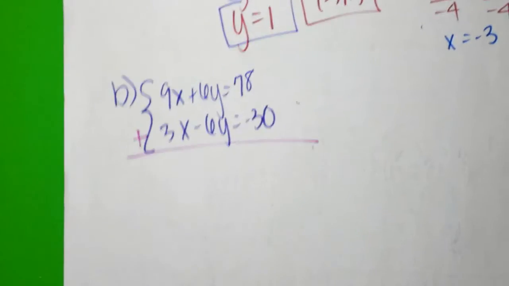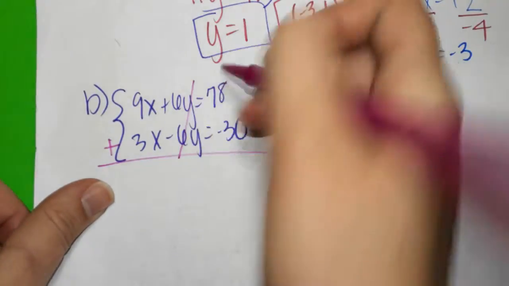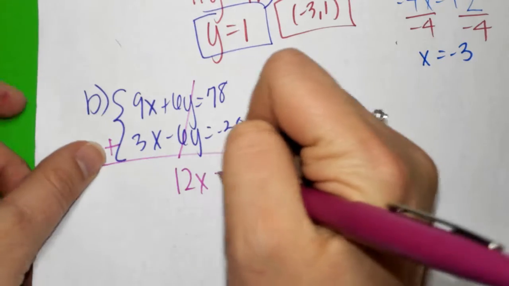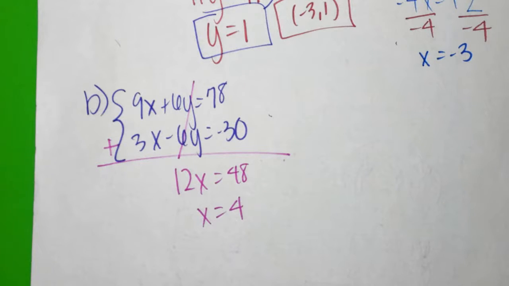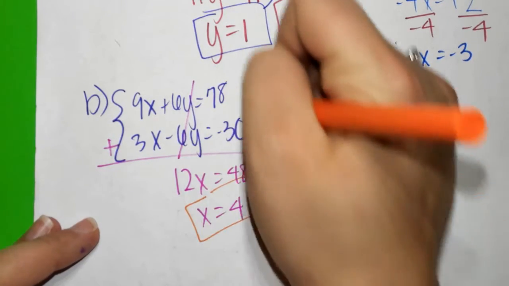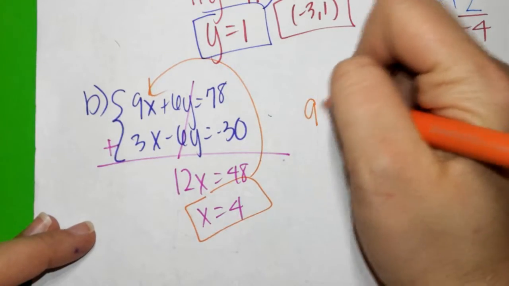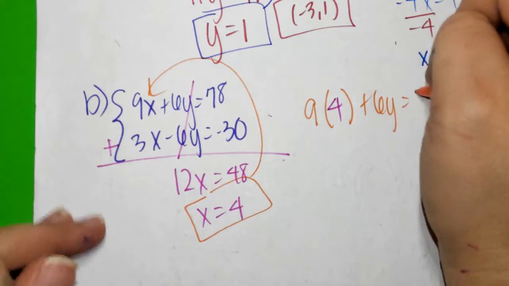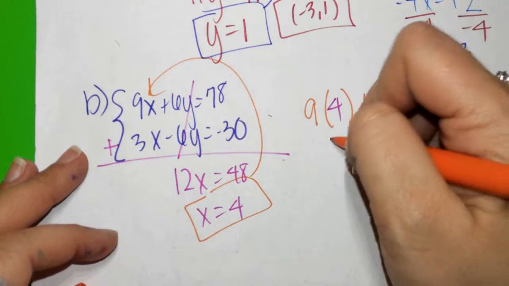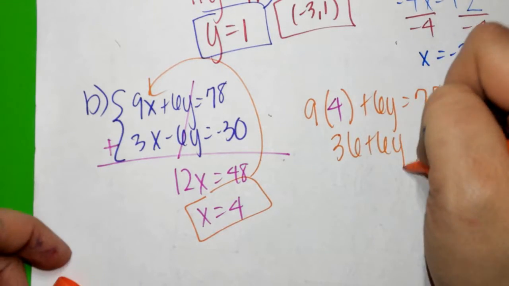Alright, now we're going to add these down. That cancels our y's. We're left with 12x equals 48. We divide both sides by 12 and we get x equals 4. Okay, I know what I did wrong. Now you take your x and you plug it in up here. So you have 9 times 4 plus 6y equals 78. Correct? That gives you 36 plus 6y equals 78.